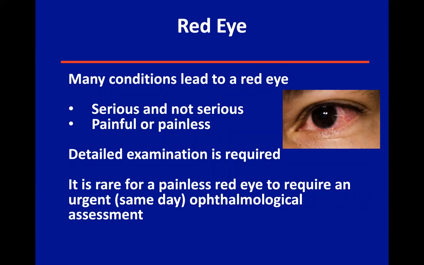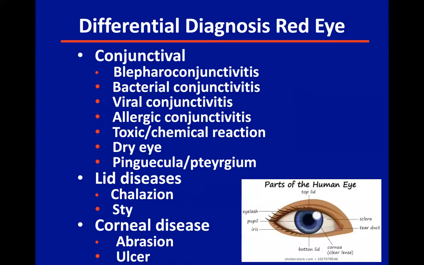So when I teach you this, I'm assuming you are not going to be ophthalmologists. These patients are going to show up in your clinic, hopefully when you graduate in a couple of years' time, and you're going to be able to differentiate the serious from the non-serious. All right, so what's our differential diagnosis of the red eye? Remember, we said there are many adjacent structures. So if it's conjunctival, this is your differential diagnosis.